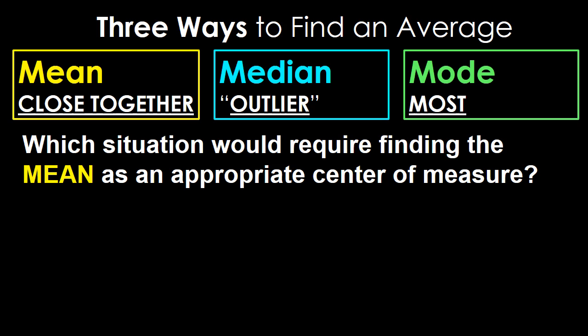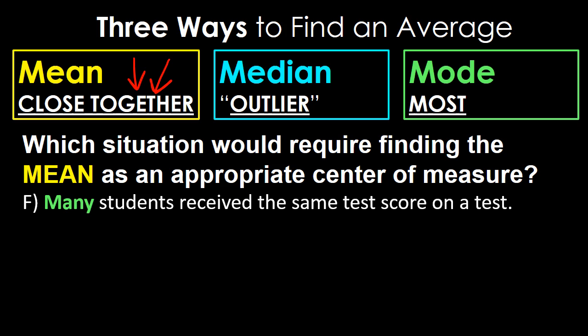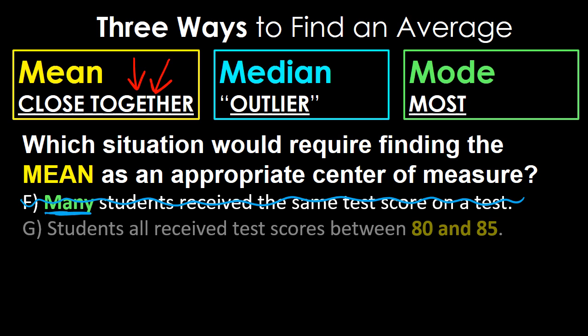Let's take this one. It says, which situation would require finding the mean as an appropriate measure of center? With mean, we're looking for data that is close together. We're not looking for outliers, and we're not looking for yes or no surveys or the most. Let's look at the first one: many students received the same score on a test. I highlighted many as a keyword. Many and most would be the same thing, so I'm going to get rid of F altogether.